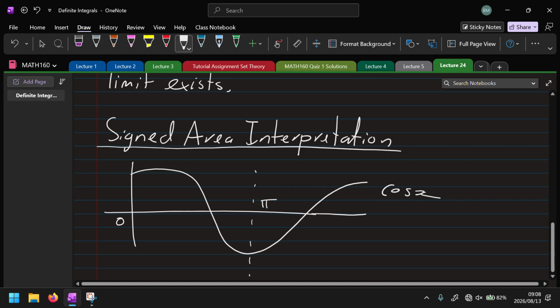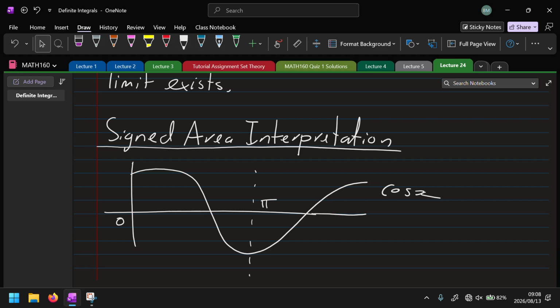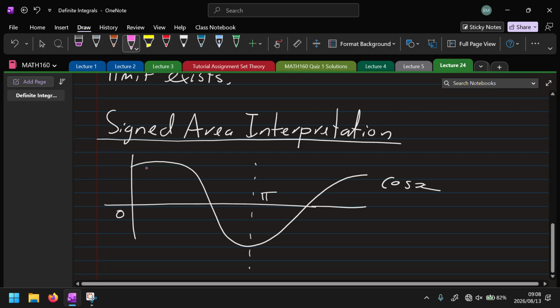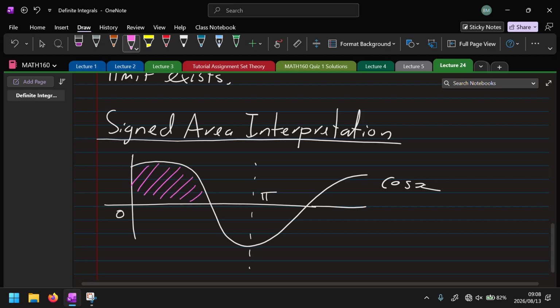Right, just the normal cosine function from 0 to pi. So this part here, you did that for one of the homework problems, from 0 to pi over 2. You got a positive answer because this area over here is positive. However, if we go from pi over 2 to pi, well, now the function is negative, and if the function is negative, your answer will be negative.